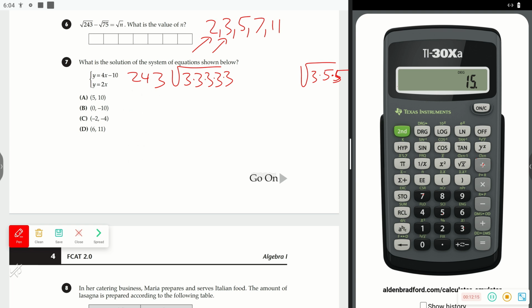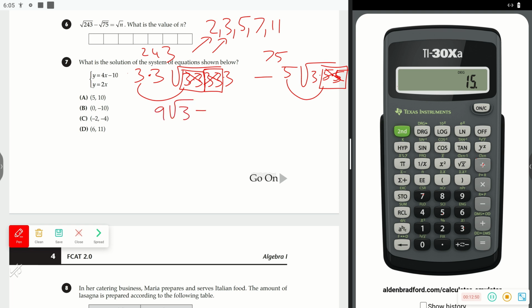I guess I can write what this one was. This was 75, so it's going to be minus this. This one was 243. Whenever we're pulling numbers out of a square root, we do it in pairs of 2. So that's going to be a 3 outside. We do another pair of 3s, which is 3. So we have 3 times 3 here. And here we can pull out a set of 5s, so we're going to have a 5 pulled out. Then we're crossing these inside ones out. 3 times 3 is 9. So we have 9 times the square root of 3 minus 5 times the square root of 3.